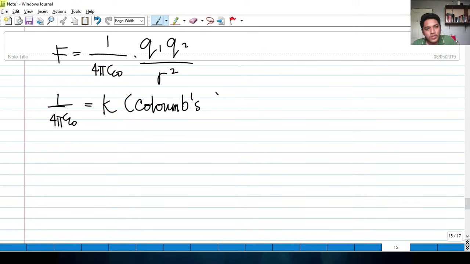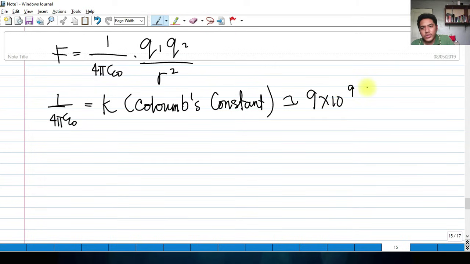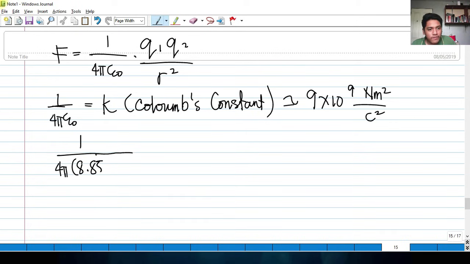Coulomb's constant K is approximately equal to 9 times 10 raised to 9. Its unit is Newton meter squared per Coulomb squared. Why does that happen? Because 1 over 4 pi epsilon sub 0, where epsilon sub 0 is the permittivity of free space, is 8.854 times 10 raised to negative 12 farads per meter. On your Casio calculator, that is shift constant 32. Let me just recheck.